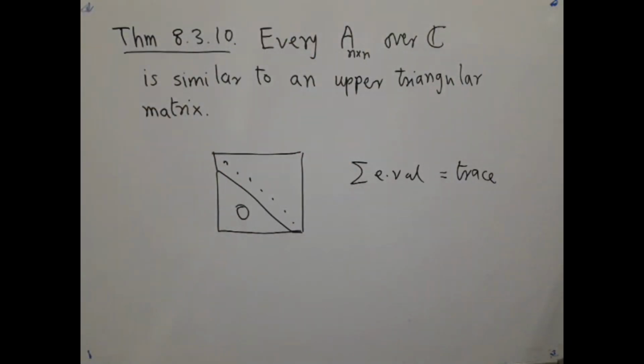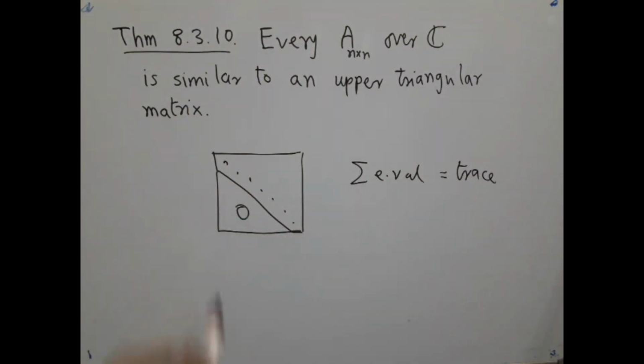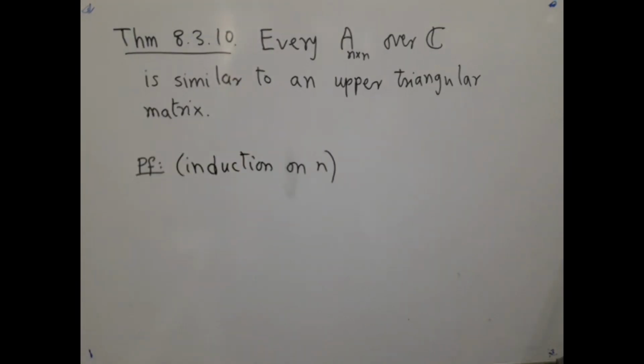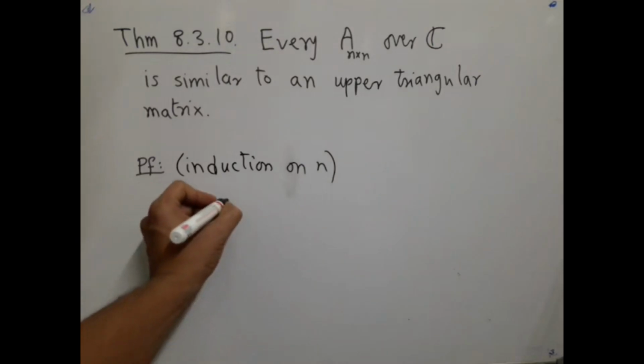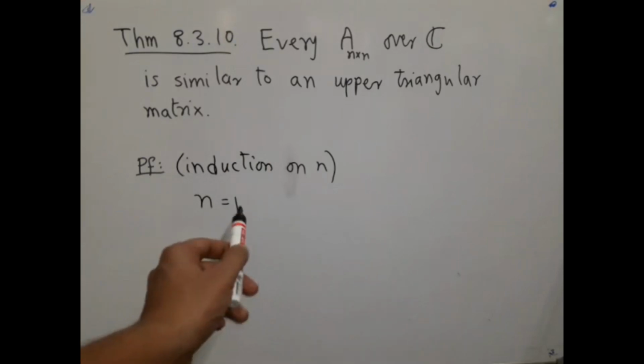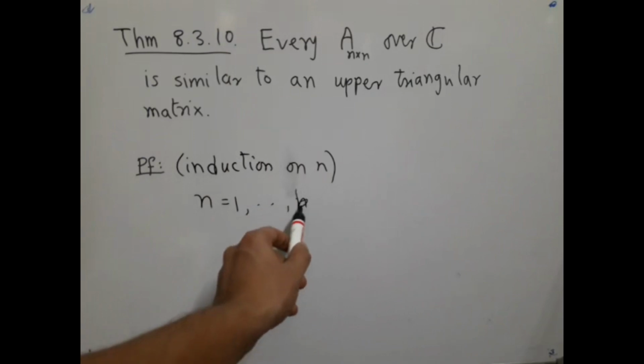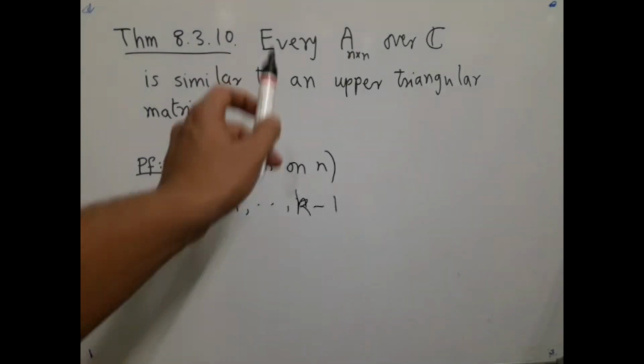for any square matrix. Similarly, you can see that the product of all eigenvalues must be equal to the determinant. That also has a very easy proof from this theorem. The proof of this fact will be induction on n. If I take n equal to 1, then this result is of course trivial, because then it is just a scalar, and a scalar is itself an upper triangular matrix. So I will assume that this result holds up to k minus 1, and I want to prove it for n equal to k.